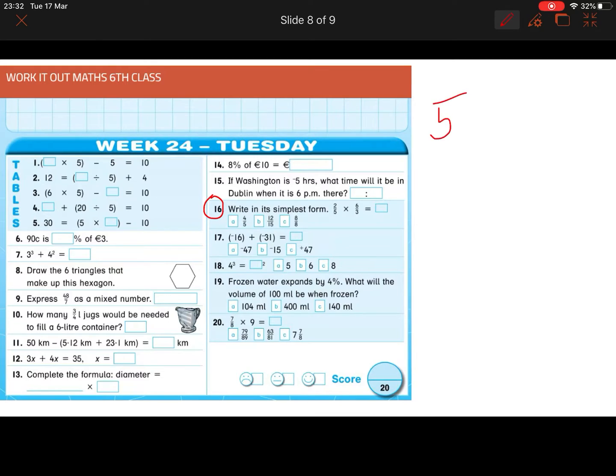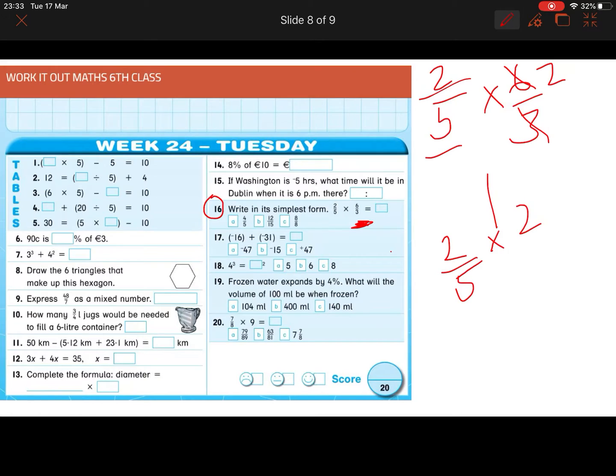Remember when we're doing fractions, multiplication. So we have 2/5 multiplied by 6 over 3. The easiest way to do that would be to simplify this 6 over 3 first. What is that? Okay, that's the easiest way to do that. So 6 over 3 is actually 2. So it's 2 over 5 multiplied by 2 over 1. And then you can multiply the top and multiply the bottom.